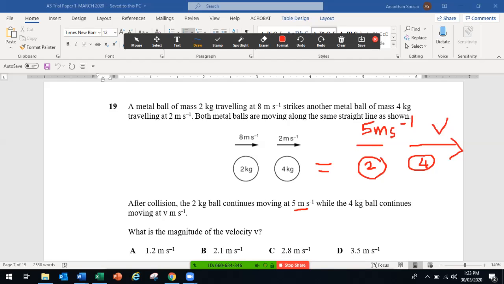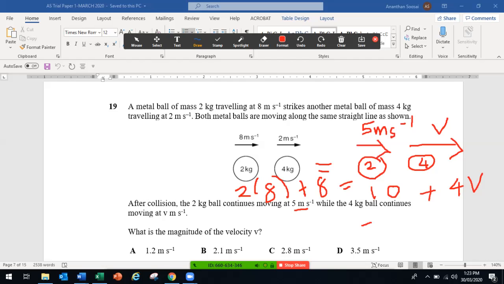Total momentum before equals total momentum after. So 2 times 8 plus 4 times 2 equals 24. Then 10. It could be 10, it could be negative 10, because we don't know which way the ball is moving after the collision. It might rebound with 5. It could be 10 or negative 10. We're not sure here, two possibilities. Last is 4V. We assume first it moves to the right.